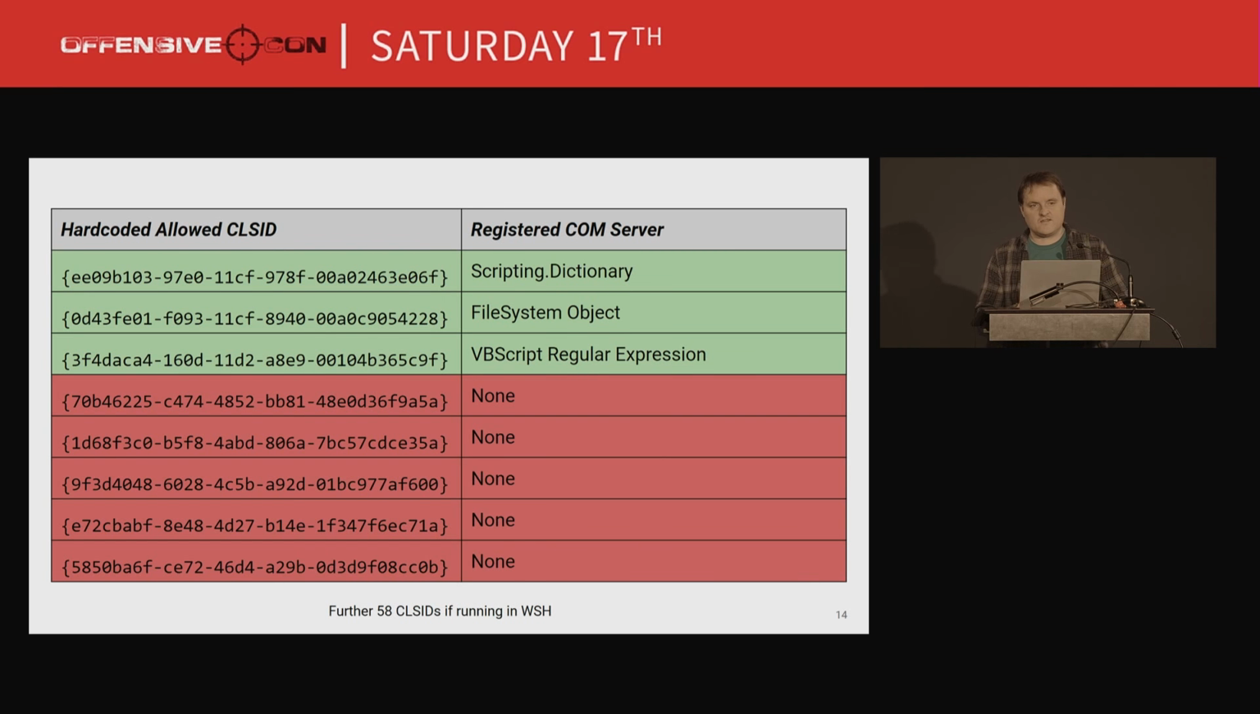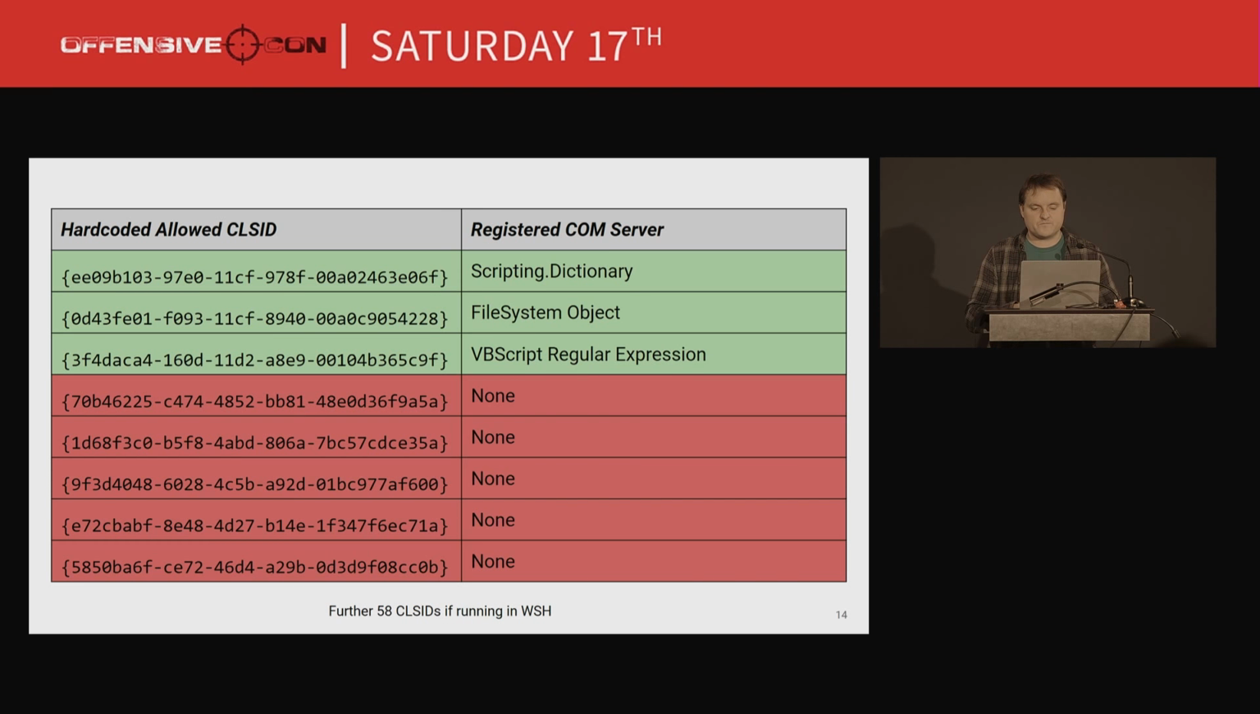All that function does is compare that class ID to a list of 8 hard-coded class IDs. For MSHTML, you've only got 8. If you're in Windows Scripting Host, there's a further 58 that it could be. But it turns out, of those 8, only 3 of those classes are actually registered on the system. And while FileSystemObject is kind of interesting, you can read and write arbitrary files, it doesn't give you arbitrary code execution. And yes, there have been bugs in the VBScript regular expression COM object before, but as I said, I didn't want to use memory corruptions.